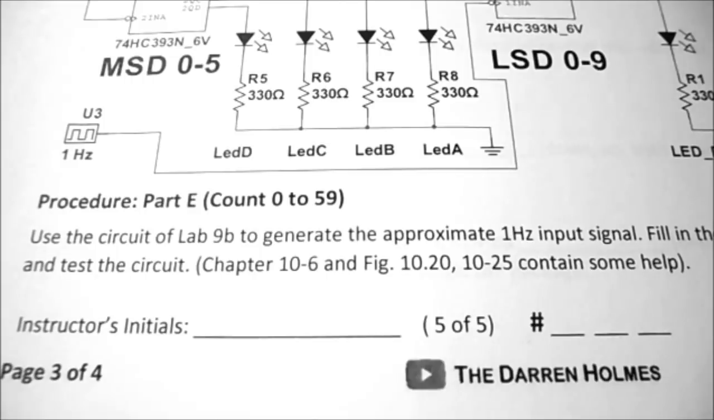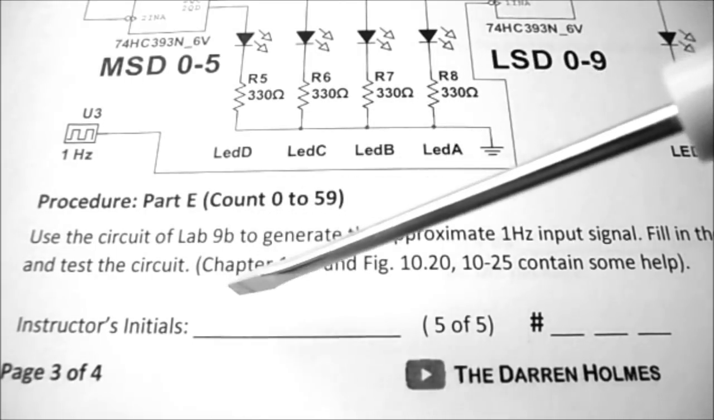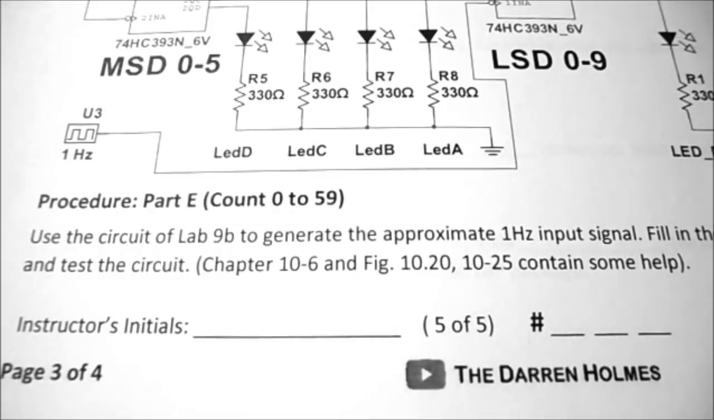Once you've wired up your circuit for part E of the lab and verified that it is working, demonstrate it to your instructor so that they can initial it to indicate that it is complete.